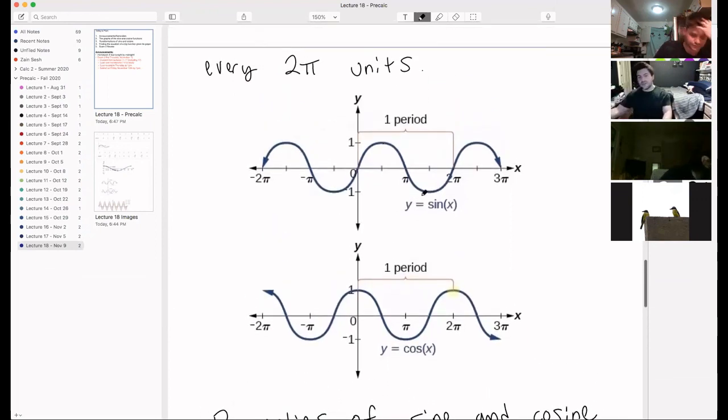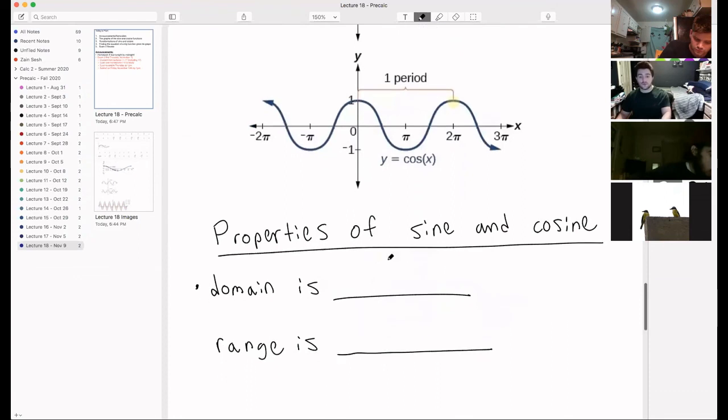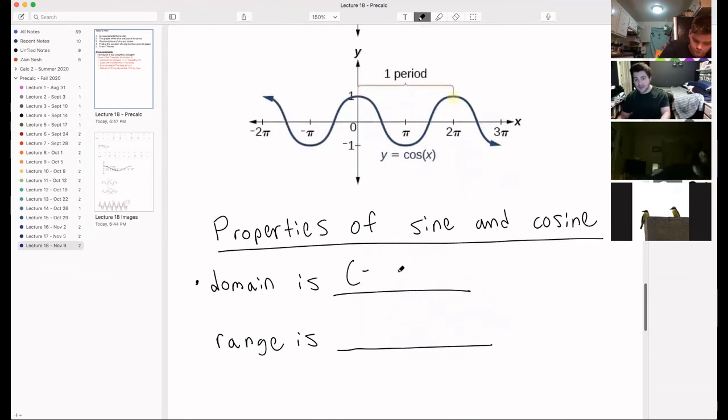Yeah. So the domain is negative infinity to infinity because these arrows indicate that the graphs go on forever. Okay. So all x values are permissible to put into this function. So very good. Domain, our allowed x values, is the whole real line. So it's minus infinity to infinity.